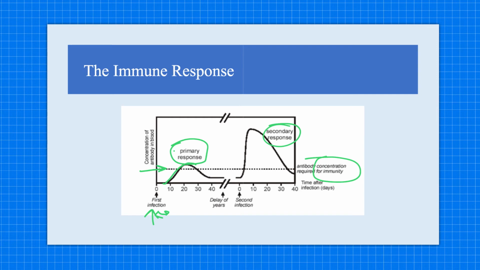Once we've been infected or we've had a vaccine, we have antibodies and memory cells circulating in our blood, so that keeps antibody levels at a particular level. And you'll notice here that at the second infection, the response is much quicker, much faster, and it produces many more antibodies much more quickly. So we're going to talk about both of those responses.